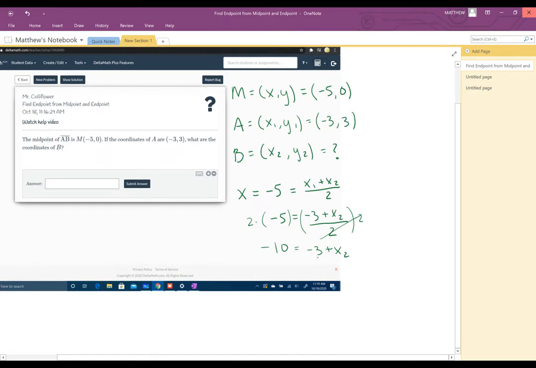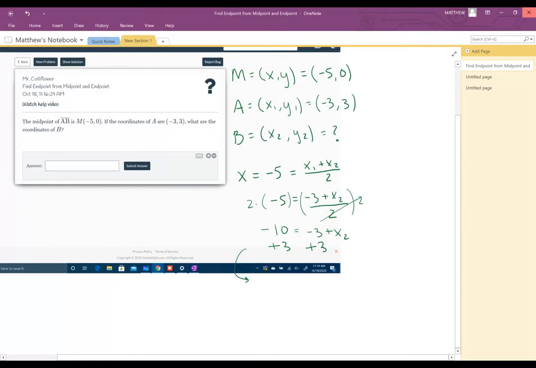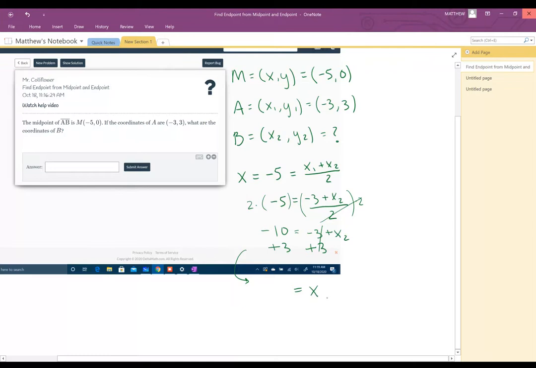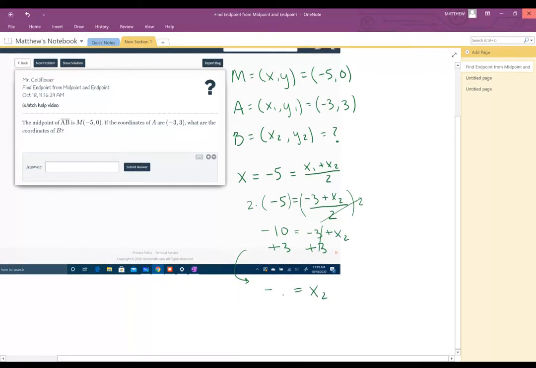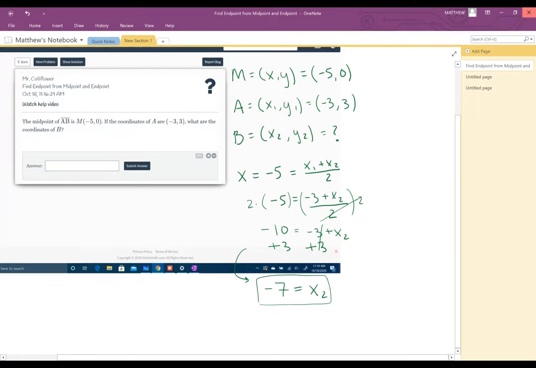So now all I need to do is get x2 by itself. So if I add +3 on both sides, and I'm going to jump below here, sorry about that. If I add +3 on both sides, these 3's cancel because -3 plus 3 is 0. And I'm left with x2 on the right. -10 plus 3 becomes -7. So now I know that the x-coordinate of B, x2, is -7.